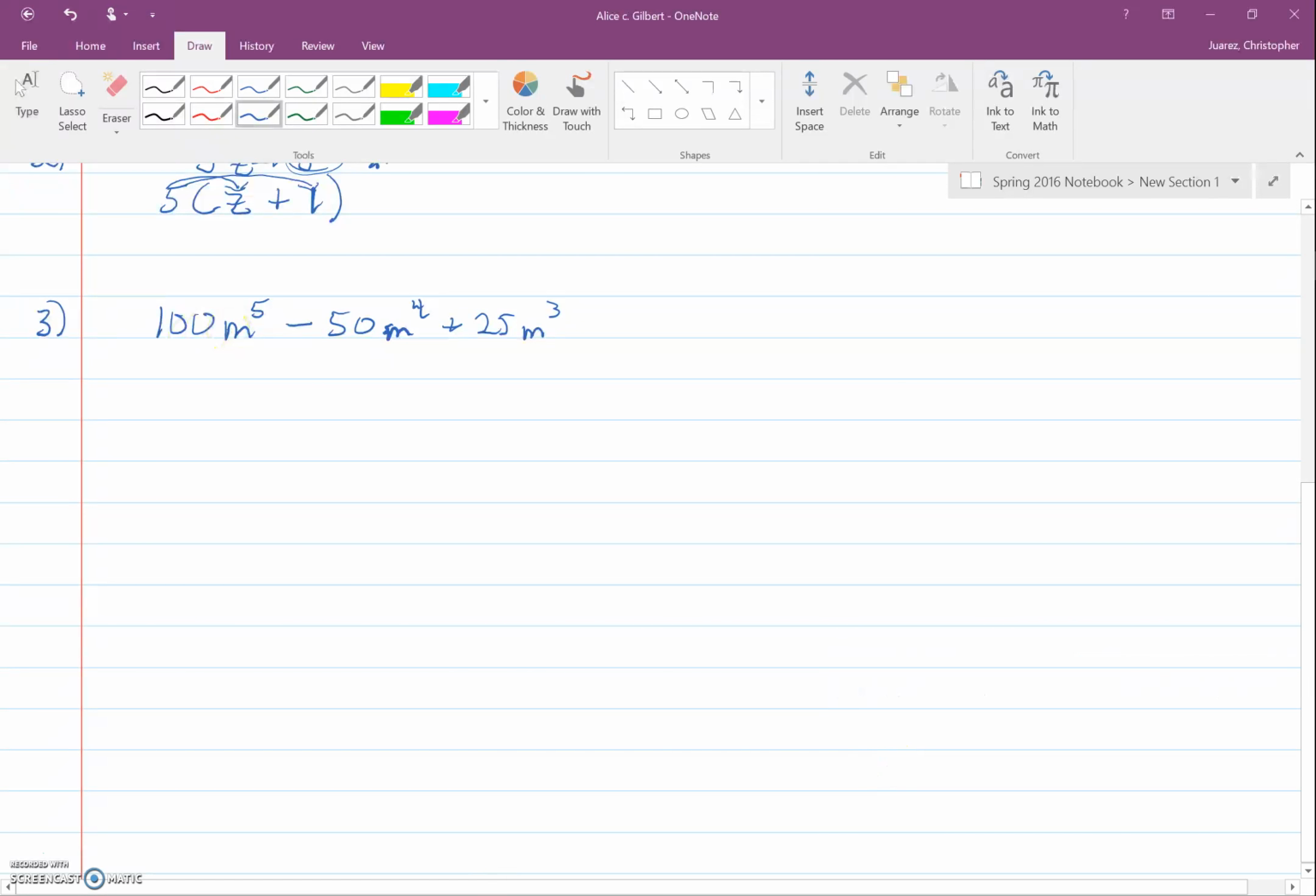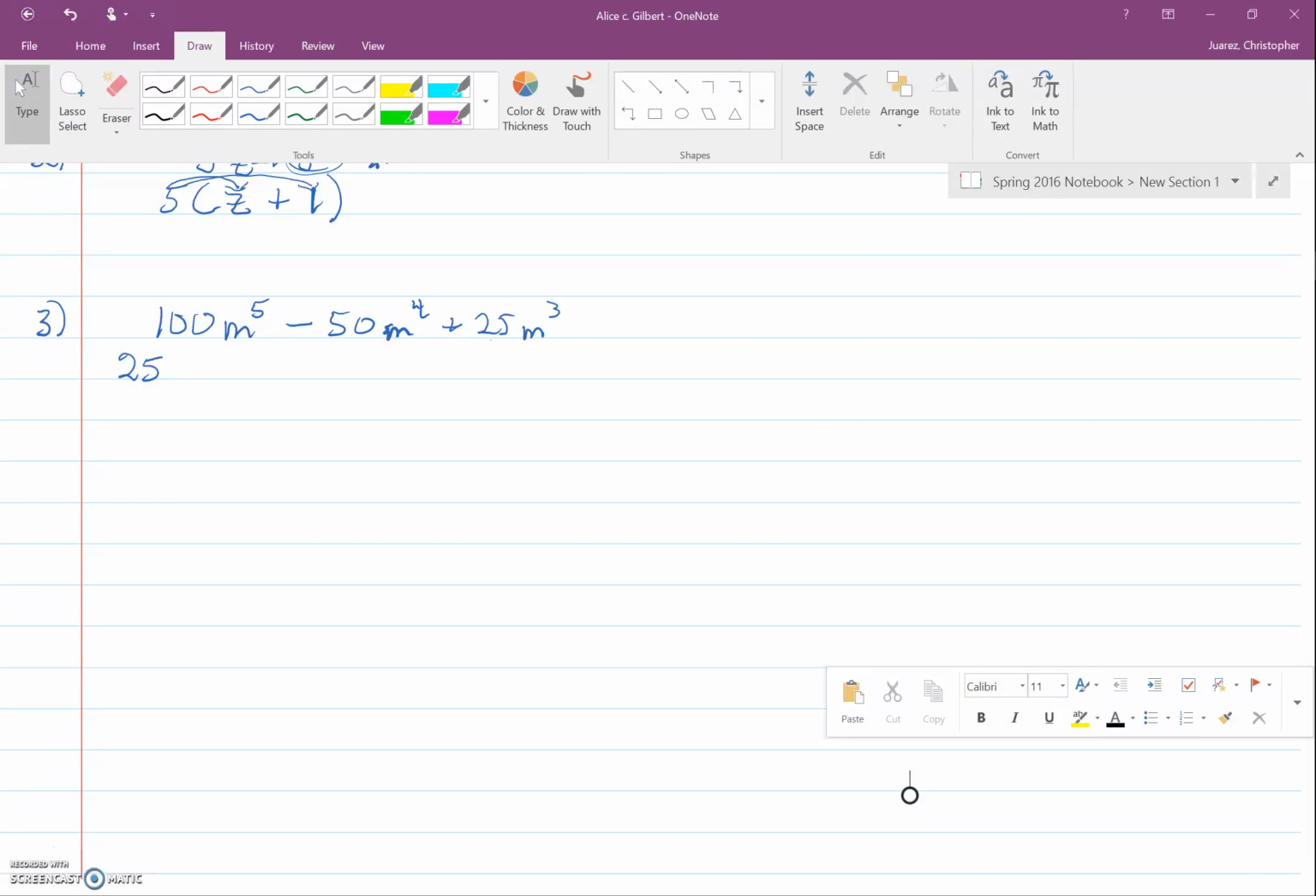So the biggest number I can get out of each of these is 25, because 25 goes into 100 evenly, 25 goes into 50 evenly, and 25 goes into 25 evenly. I can't take 50 out of everything because I can't get 50 out of 25. If I can't take it out of one, I can't take it out of any of them. So that's the biggest number.